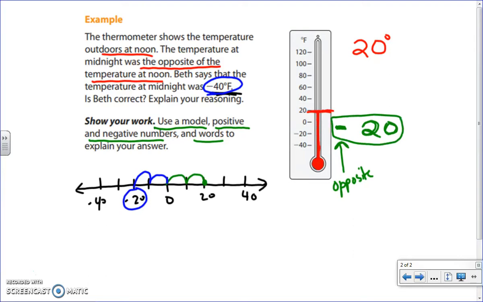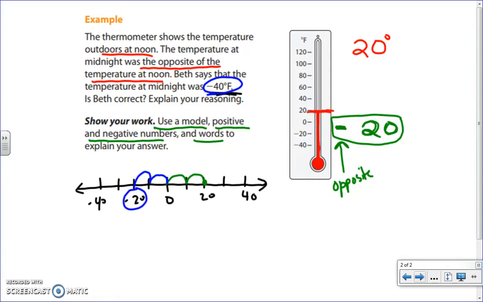Okay. In words, and this is a good model example in your book, it says that I know the opposite of a number is the number that is the same distance from 0 in the opposite direction on a number line. So I can use the number line to see that the opposite of 20 is negative 20. 20 is 20 units to the right of 0 on the number line, and negative 20 is 20 units to the left of 0 on the number line. So the temperature at midnight was negative 20 degrees. Beth was incorrect. The temperature was not negative 40 degrees.